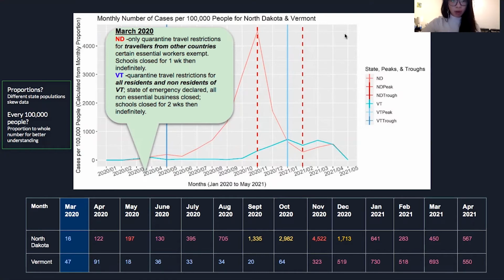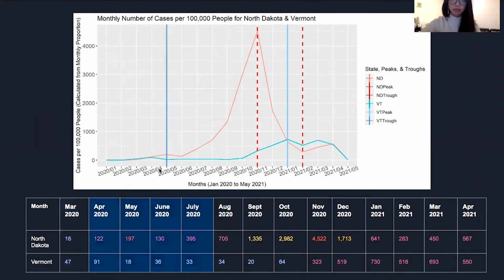In North Dakota, in March, international travelers were required to quarantine for 2 weeks upon return, whereas in Vermont, that actually was applied to all residents and non-residents. The state of emergency was declared in Vermont. Non-essential businesses closed and schools were closed for 2 weeks and then indefinitely. North Dakota had a similar approach, except they were only planning on closing schools for 1 week initially.